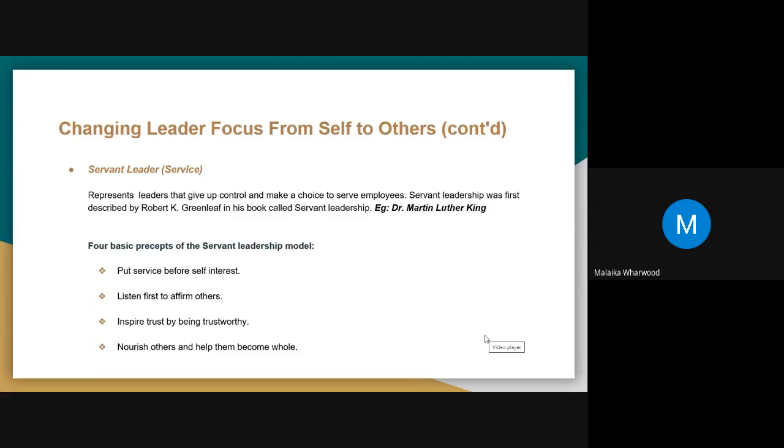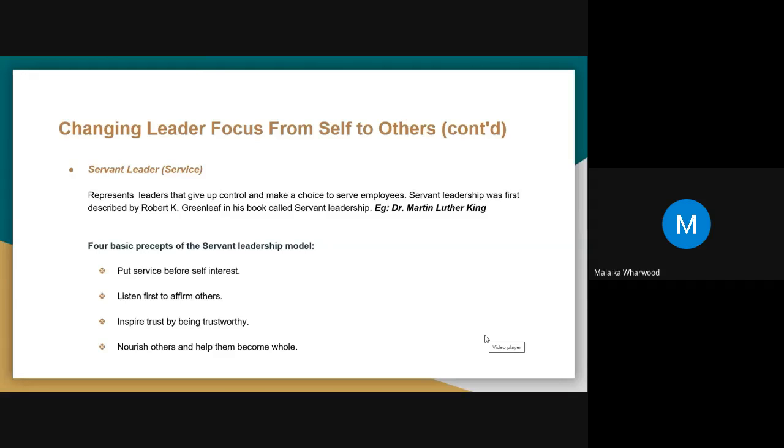Secondly, listen first to affirm others. One of the servant leader's greatest gifts to others is listening, fully understanding the problems others may face and affirming his confidence in others. Inspire trust by being trustworthy. Servant leaders build trust by doing what they say they will do, being totally honest with others, giving up that control and focusing on others' well-being.